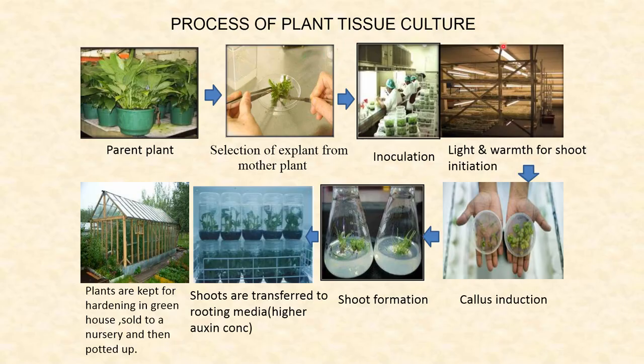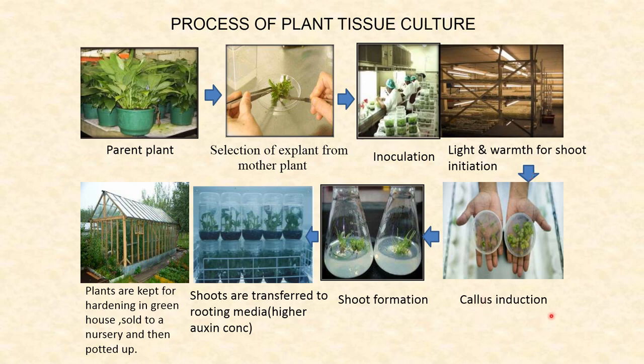Process of plant tissue culture. First, we have to select the parent plant. From the parent plant, selection of the explant from mother plant will be done. Later on, it will be inoculated into the medium, usually Murashige and Skoog medium. Later on, this culture will be incubated in optimum temperature and light for shoot initiation.